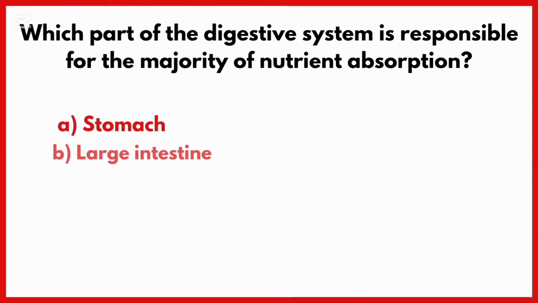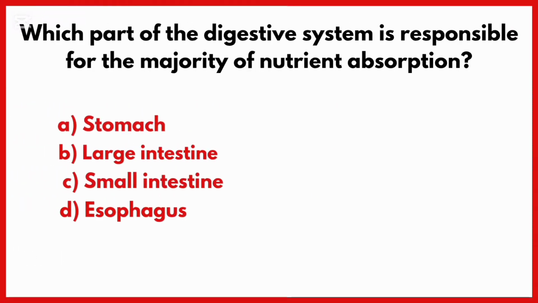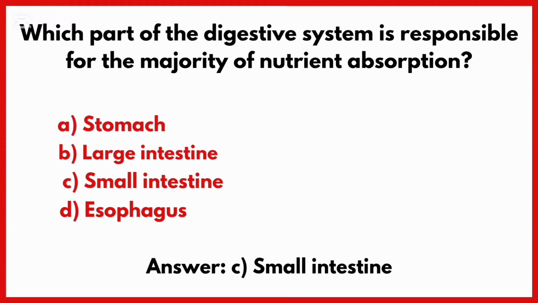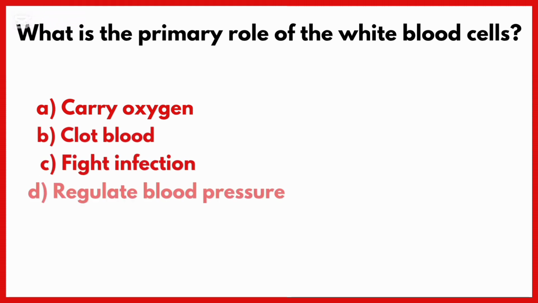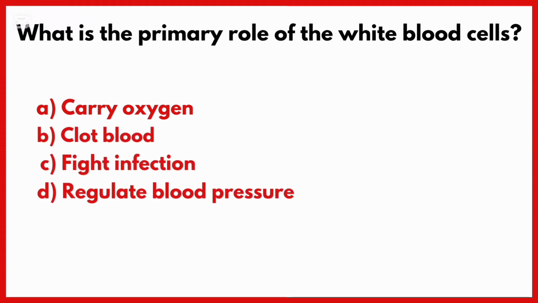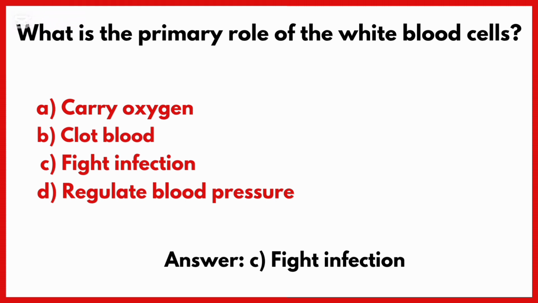Which part of the digestive system is responsible for the majority of nutrient absorption? Correct answer is option C, small intestine. What is the primary role of the white blood cells? Correct answer is option C, fight infection.